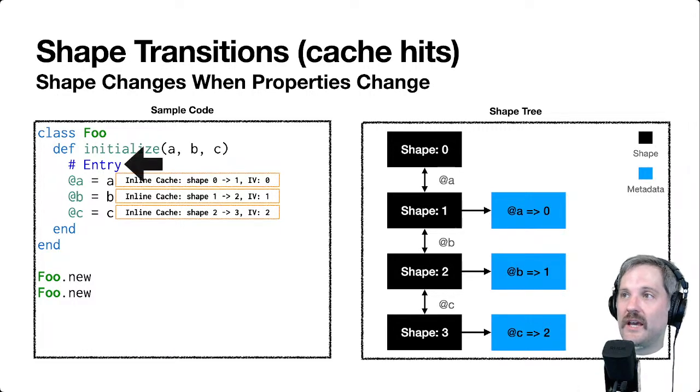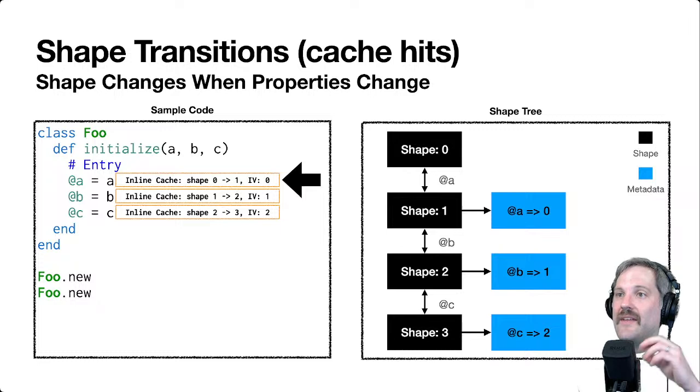So let's take a look again, but this time, the second time we execute initialize, and walk through the code. The second time we come through here, we're at shape 0, and we look at the inline cache and we see, oh, we know this shape 0. We don't need to look at the tree anymore because we know that shape 0 goes to shape 1, and this particular instance variable is stored at position 0.